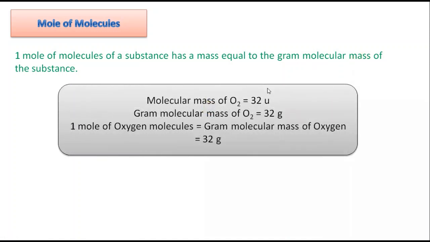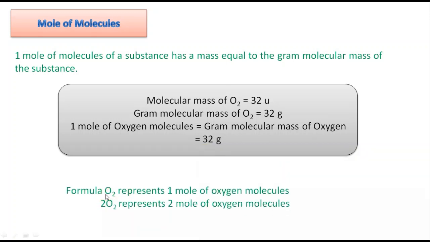So let's take oxygen again. The molecular mass of an oxygen molecule is 32 units. Represented in gram molecular mass, it would be 32 grams, and we know the gram molecular mass is equal to 1 mole. So 1 mole of oxygen molecules is equal to the gram molecular mass of oxygen, and that is 32 grams. So 1 mole of oxygen molecules represents 32 grams of oxygen.